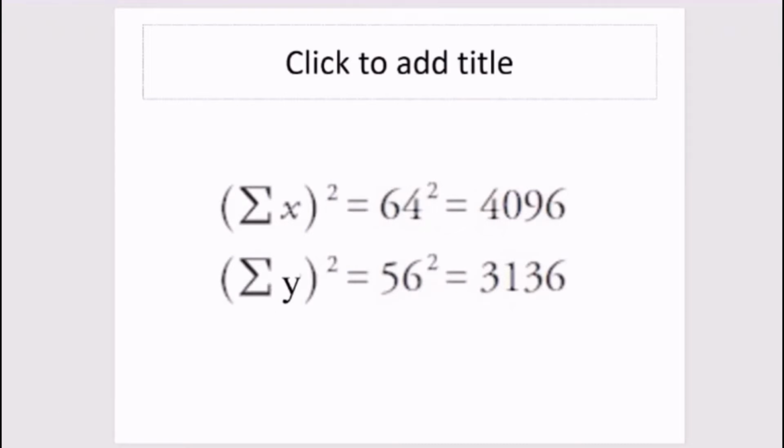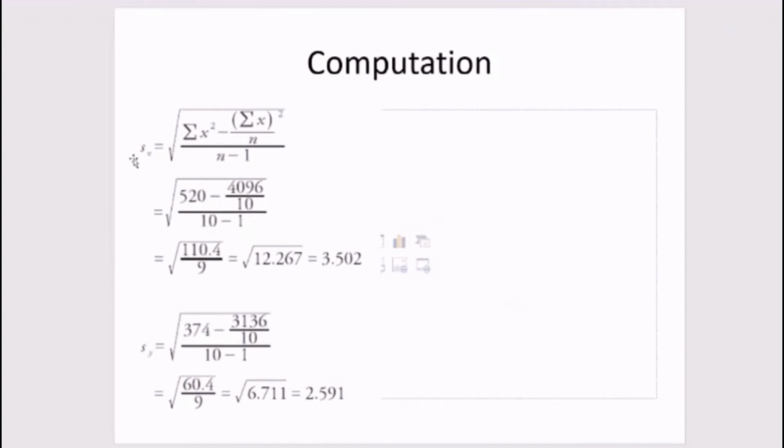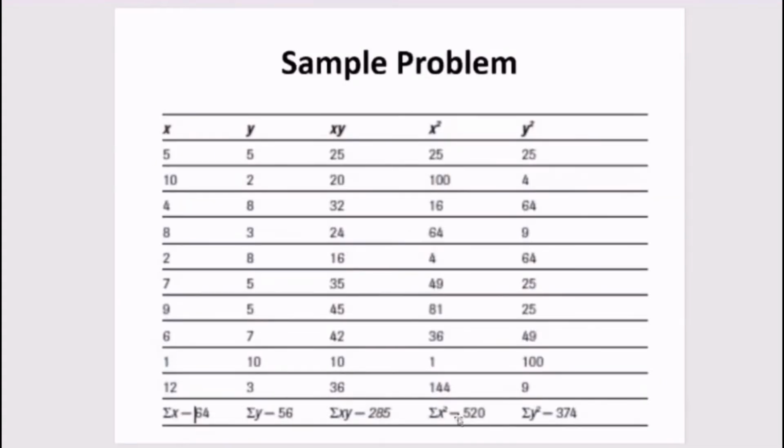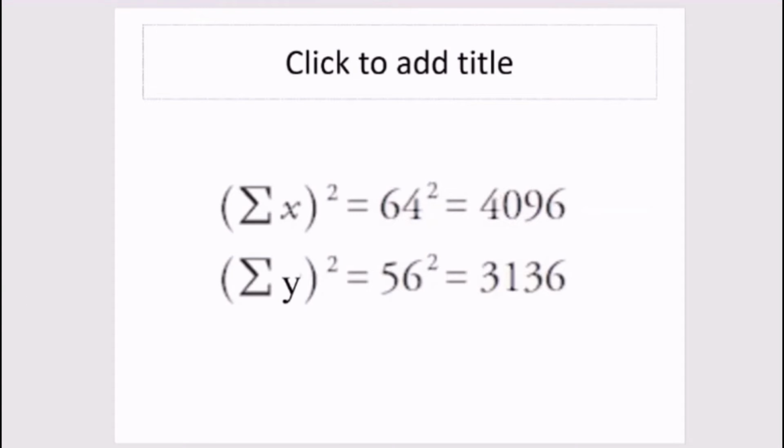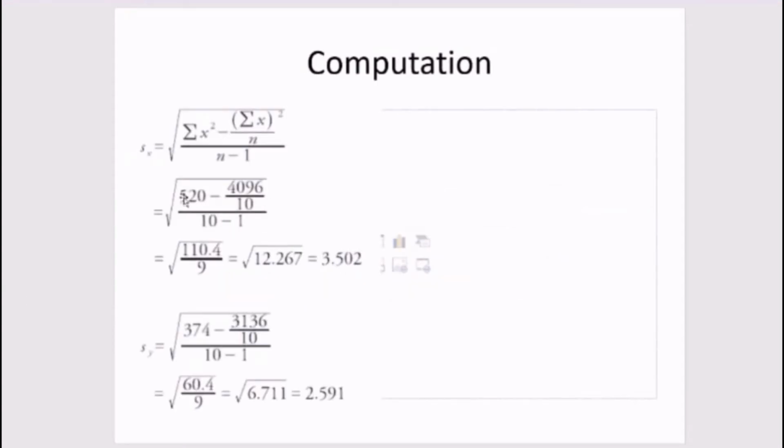Okay, so naa tay duha ka values for this. Asa man na gamiton? As I've said, ang variance or S man ang ato ang pangitaon. So this is the formula for that. S sub x is equal to the square root of sigma x squared, katong bag-o ra nato i-compute. From here, sigma x squared is 520 minus sigma x quantity squared. Lahi ning duha, di ba? Sigma x squared and sigma x quantity squared are different. So sigma x quantity squared is 4096. So that's why you have 520 minus 4096 divided by 10, all divided by n minus 1, meaning n is 10, so 10 minus 1.